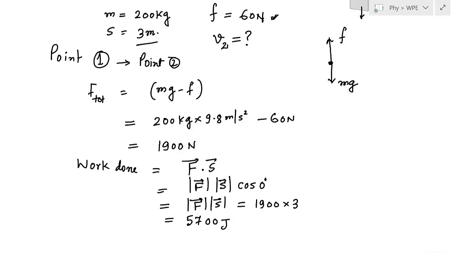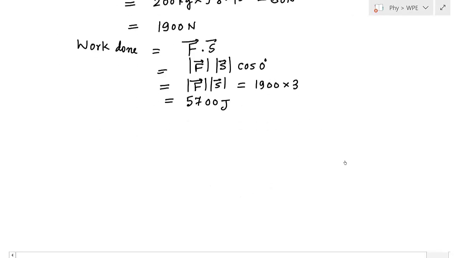So what is my target? My target is to calculate velocity at point 2. So now I can use the work energy theorem. If you use the work energy theorem, we can write total work done is equal to change in kinetic energy, and that is nothing but K2 minus K1.